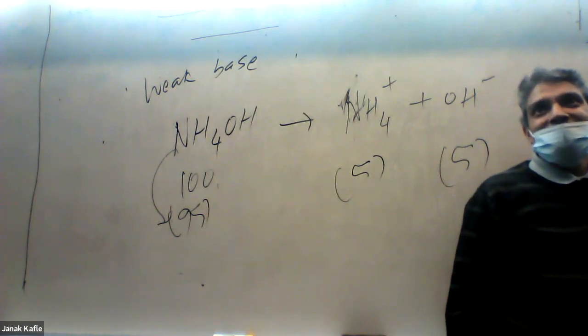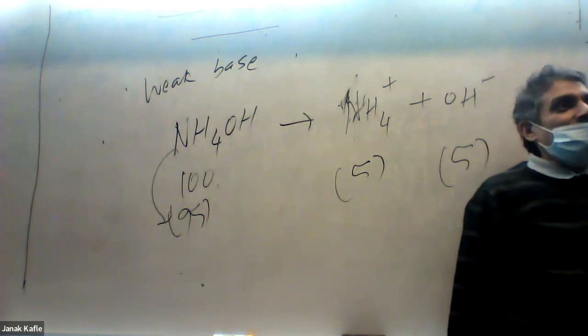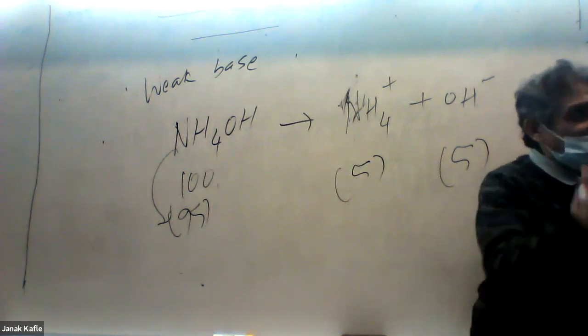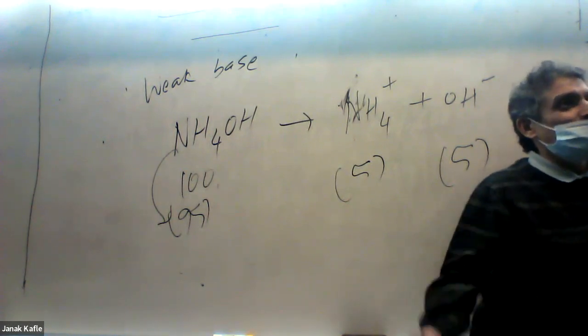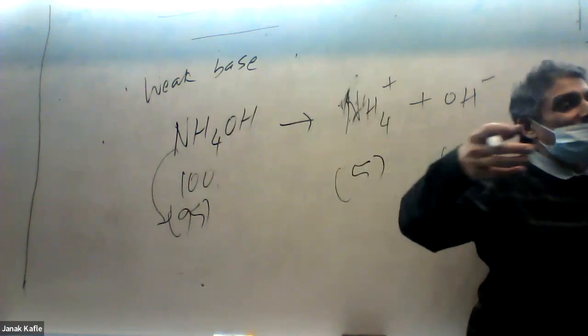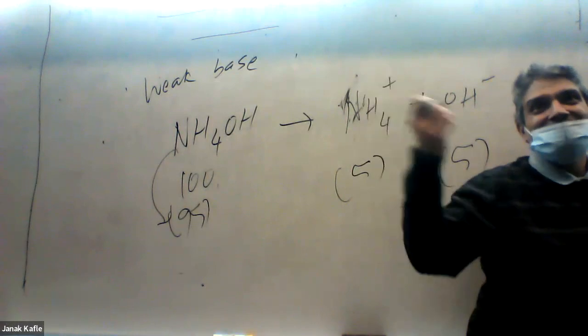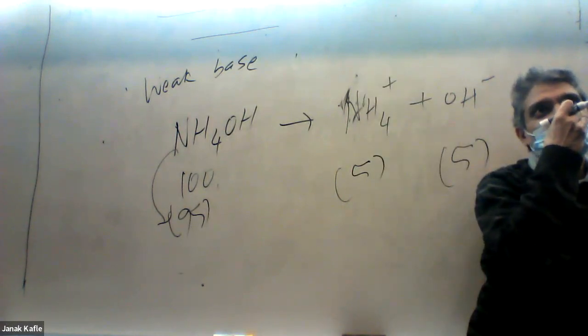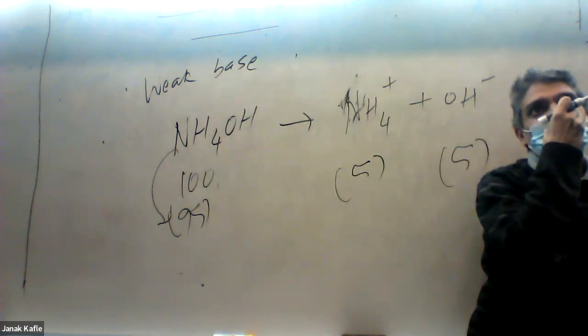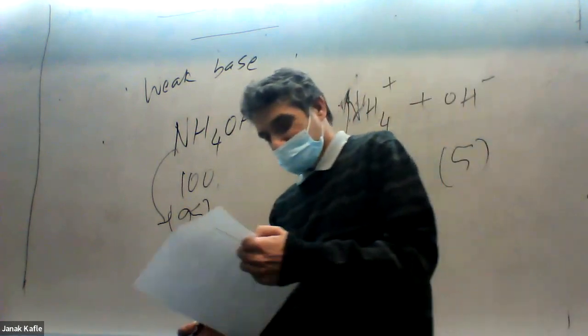Everybody got that? It's easy, right? So if 100 out of 100 break, that's a strong base. If only 5 break out of 100, that's just the weak class, like the weak base. Everybody got that? So good.